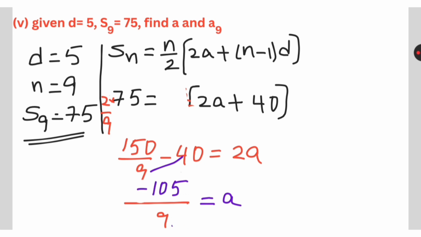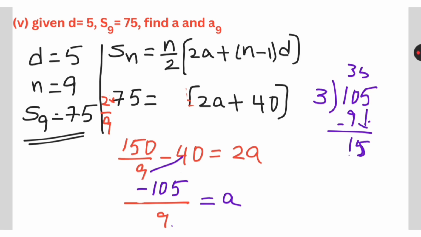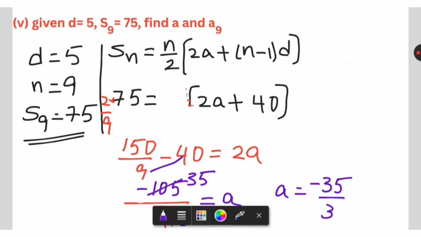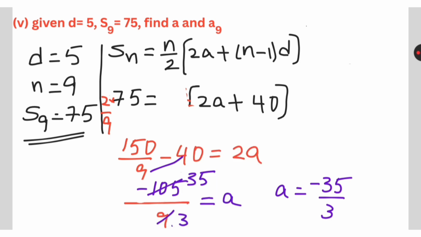Now let's do 105 with the division by 3. 3 3s are 9. If you subtract 10 minus 9 which is 1, and 5 bring it down. So 3 35s is 105 and 3 3s are 9. The first term is minus 35 over 3. So this is the first term. So we are done finding the first term.